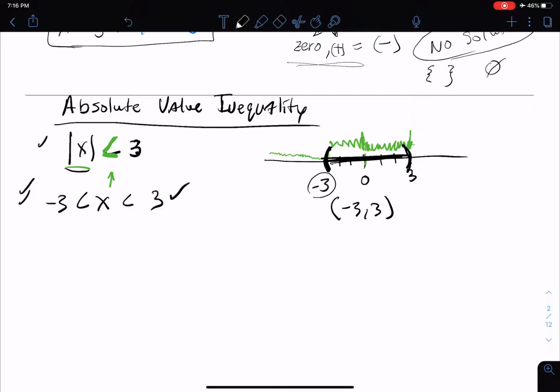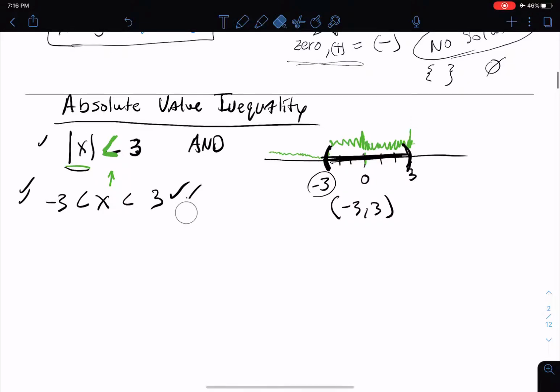inequality. But there's something else that people often will say when it's a less than symbol, they'll use the word and. The and word gets kind of hidden in here. Listen to what I say. X is greater than -3 and x is less than 3. So you see the word and is built in there, but we don't actually write the word and. So I would prefer that you write it this way. I think it's probably the best way to go.